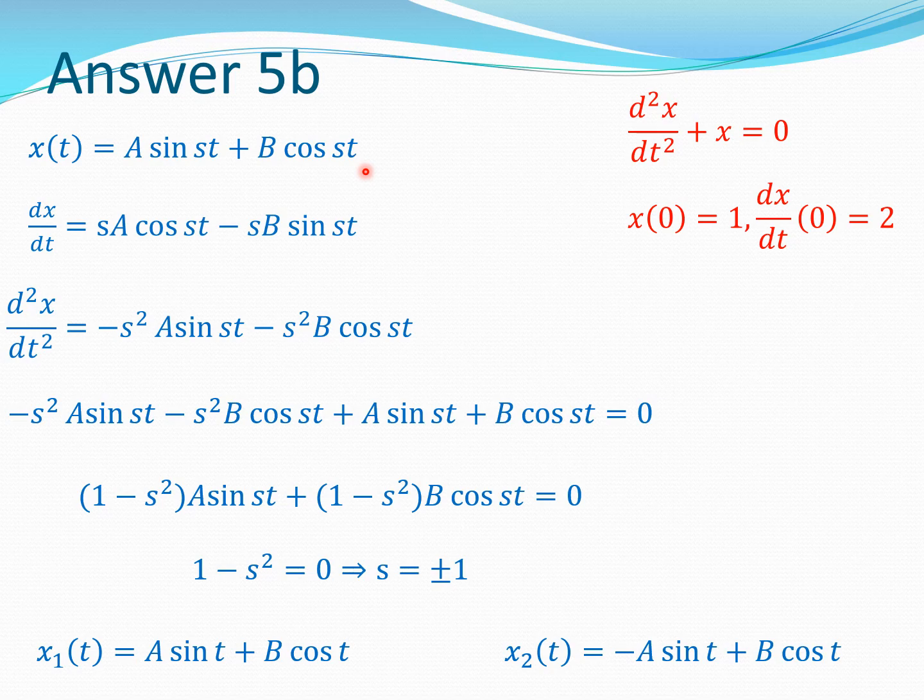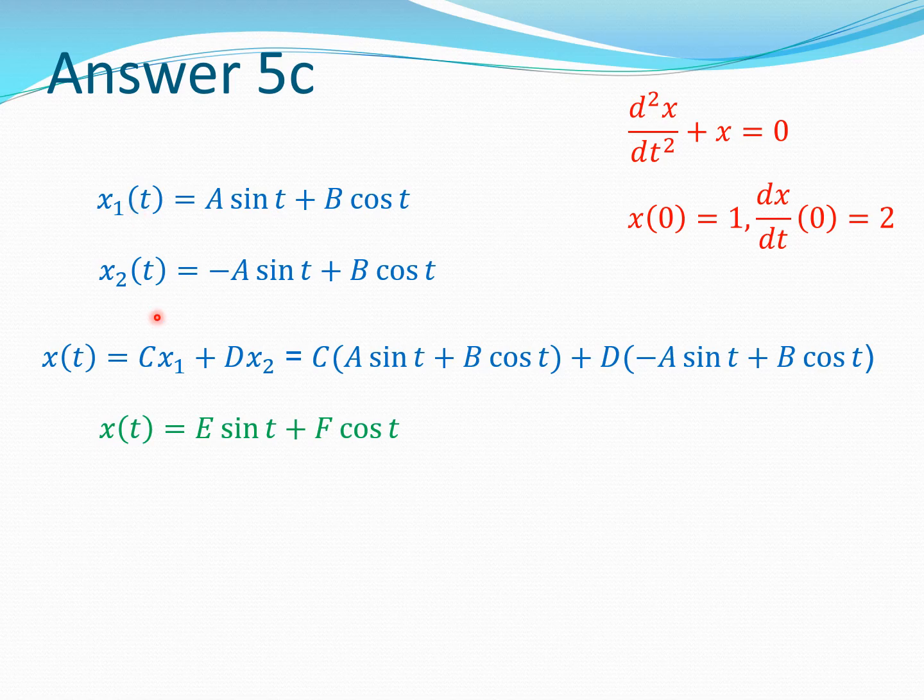So in this case, if you choose x of t, differentiate it again, and put it back in the differential equation here, you will get essentially that s will be plus or minus 1. So you immediately get two solutions. The first is a sin t plus b cos t, and the second is minus a sin t plus b cos t. So essentially I have substituted s is 1 here, and then s is minus 1 here. And always remember, cos of minus t is simply cos t, but sin of minus t is minus sin t. So that gave me these two solutions.